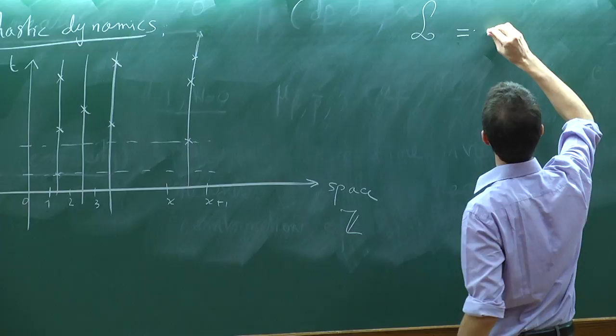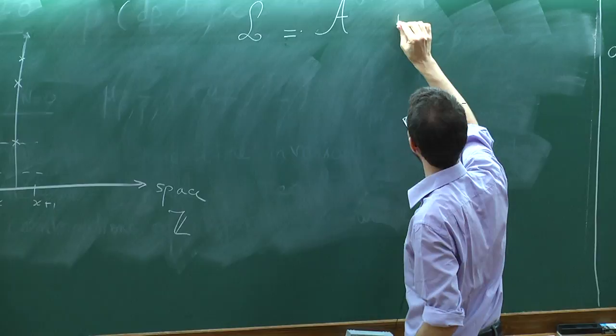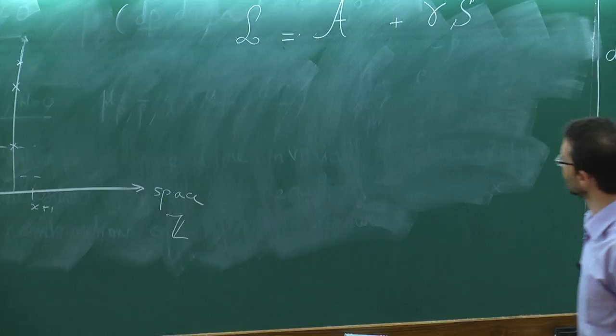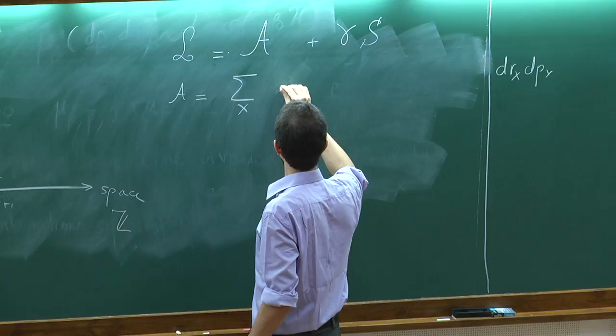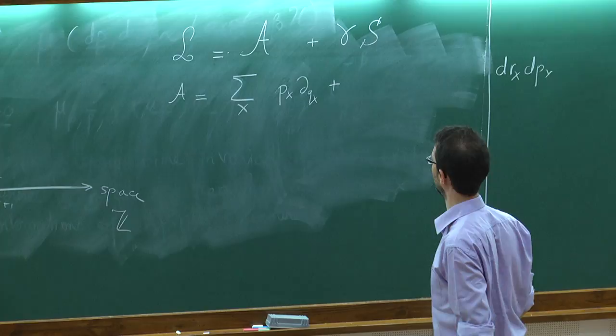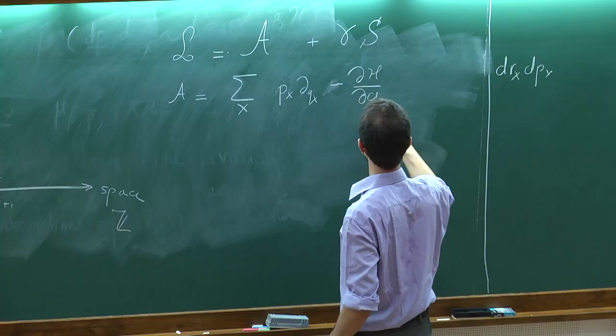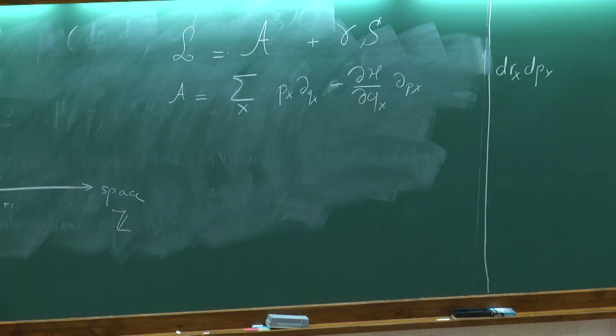Okay, the first part is due to the Hamiltonian dynamics, and the second part is due to the noise, gamma S. What is A? A is the generator corresponding to the Hamiltonian dynamics, which is the sum over x of p_x ∂_{q_x}, minus ∂H/∂q_x ∂_{p_x}. This is the generator of the Hamiltonian dynamics.